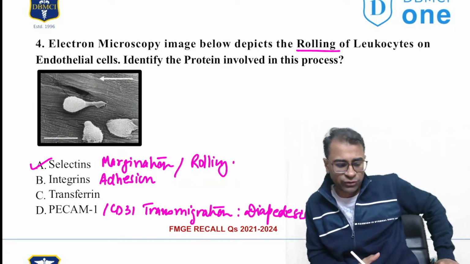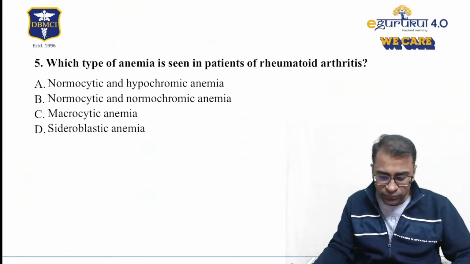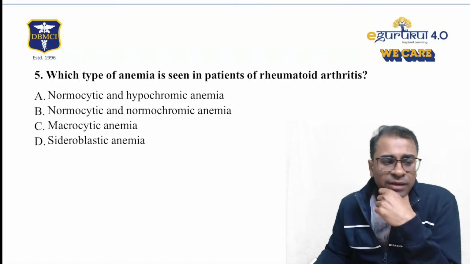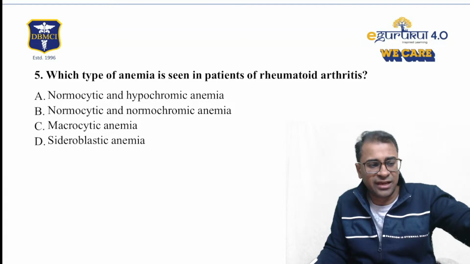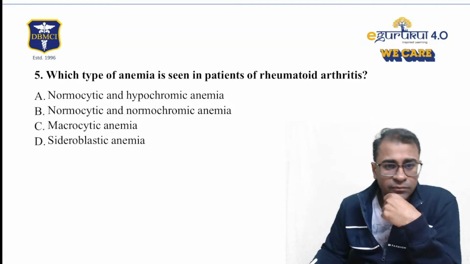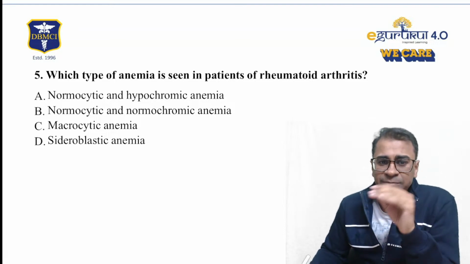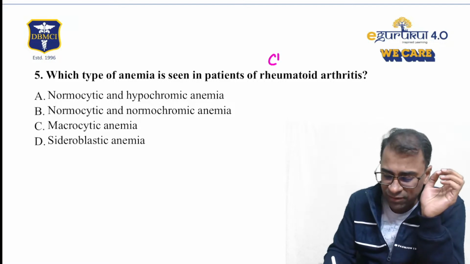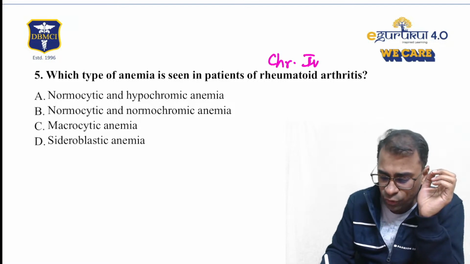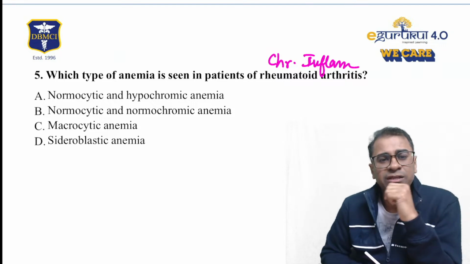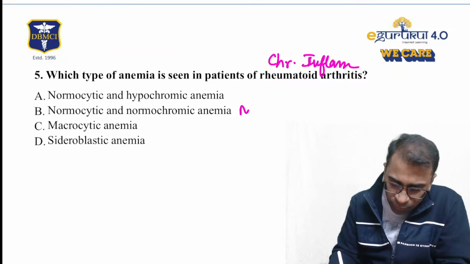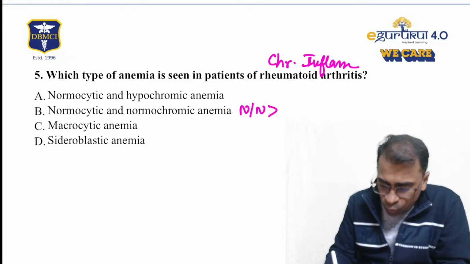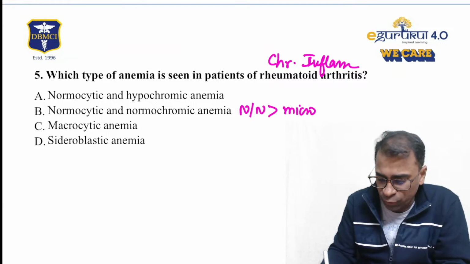Okay, let's go to question number 5 now. Which type of anemia is seen in patients who have rheumatoid arthritis? Tell me what you solved. So rheumatoid arthritis basically is a chronic inflammation, right? Since it's a chronic inflammation, what will happen here? Yes, it should be normocytic normochromic RBC as a more common cause than microcytic hypochromic RBC.